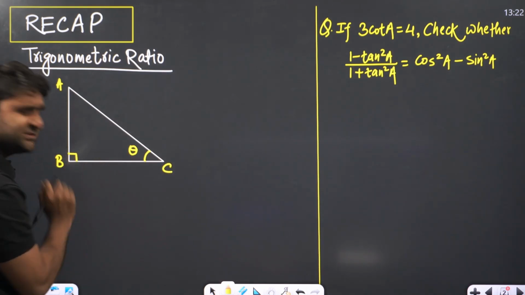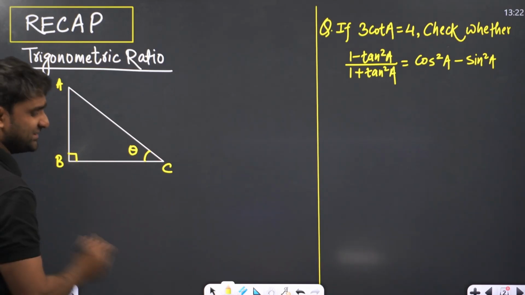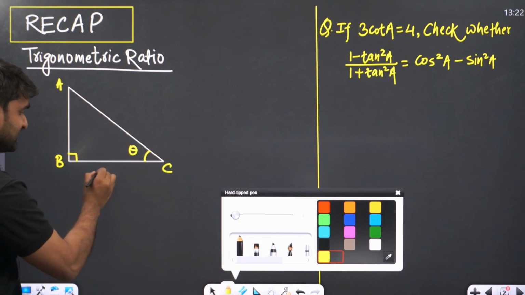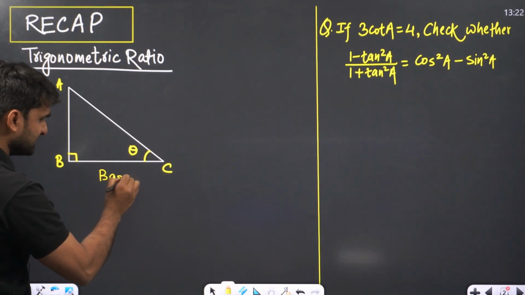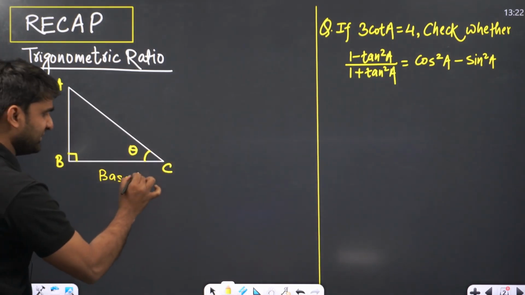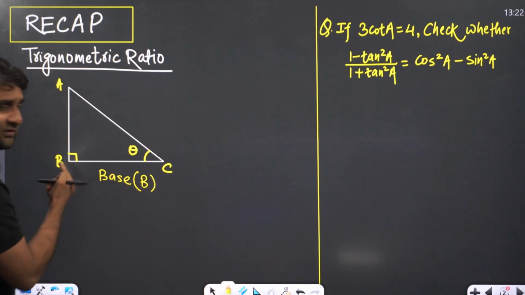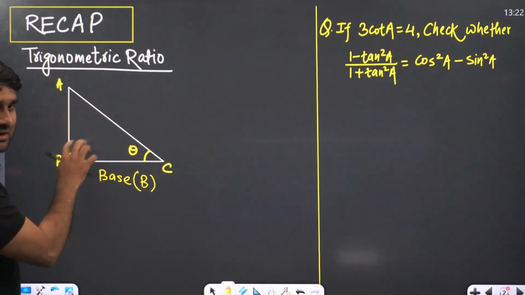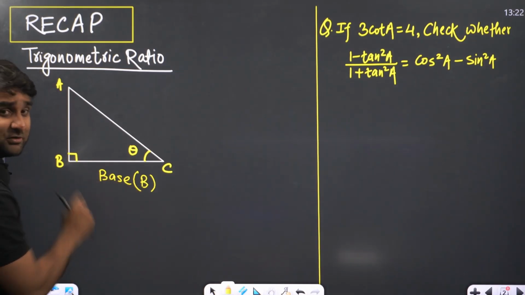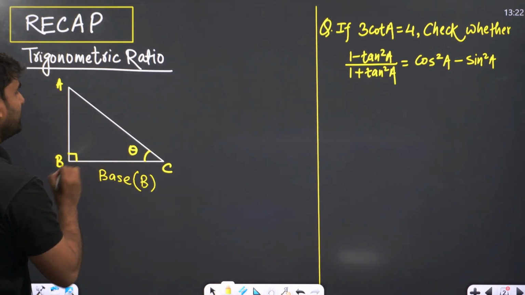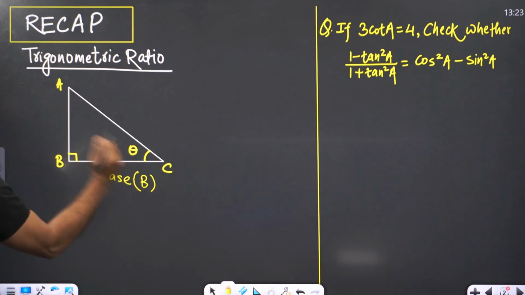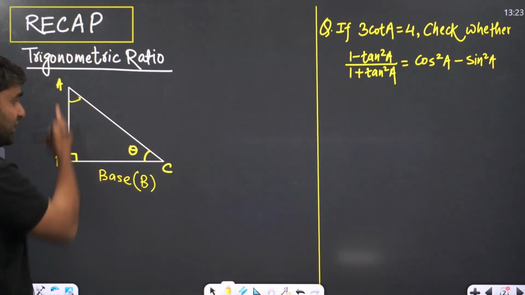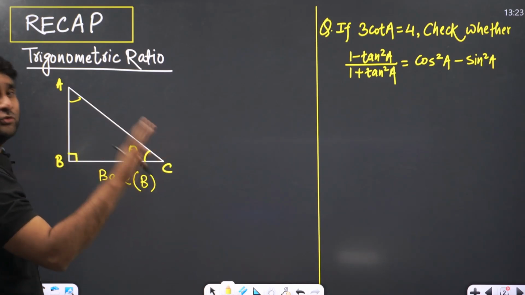For this theta, this BC will be the adjacent side, and the adjacent side is called the base. So this is the base, BC, and for base we use capital B. Guys, don't get confused: the B in triangle ABC is a position, because I have named this triangle ABC, and this capital B is representing base. For this theta, this will be the perpendicular, the opposite side. If we deal with this angle, then this will be the perpendicular and this has to be the base. So it depends on the angle.